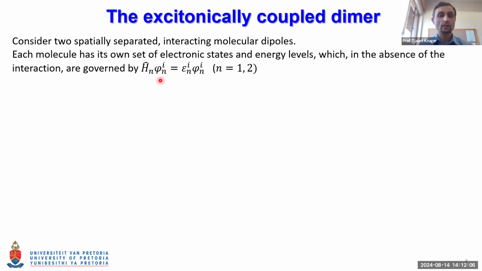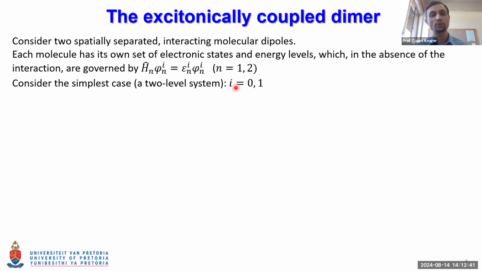the solutions of each dipole separately satisfy the time-independent Schrödinger equation. So this is now in the absence of interactions. Okay, and n is now set equal to 1 and 2, and i denotes the electronic state, so either the ground state, first excited state, or higher states. Okay, so using this notation, we can consider any number of interacting dipoles and any number of electronic states that are involved. But for the sake of simplicity, let's just consider the simplest case, which is a two-level system.